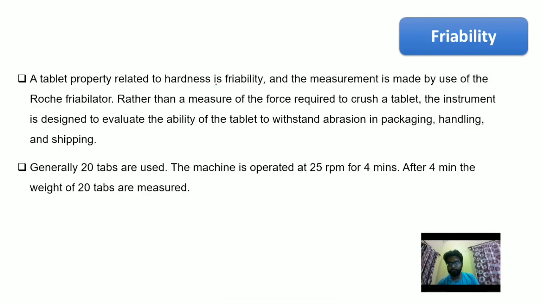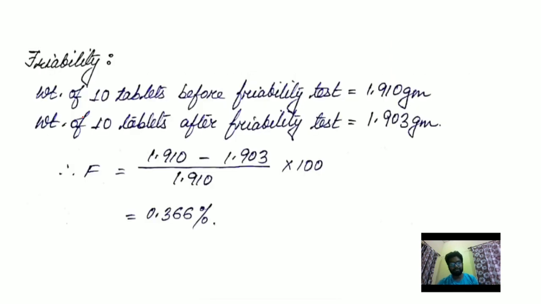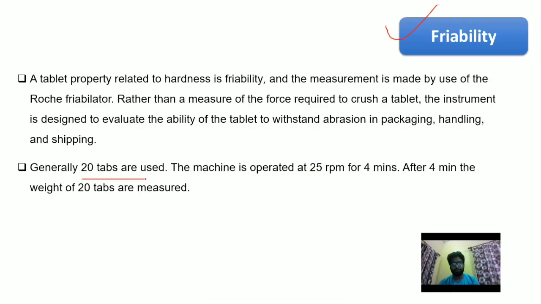Then friability. It's also a practical experiment. You generally take 20 tablets for this, and operate the friability machine at 25 rpm for 4 minutes, I mean a total of 100 revolutions. After that, the weight of the tablets is measured.